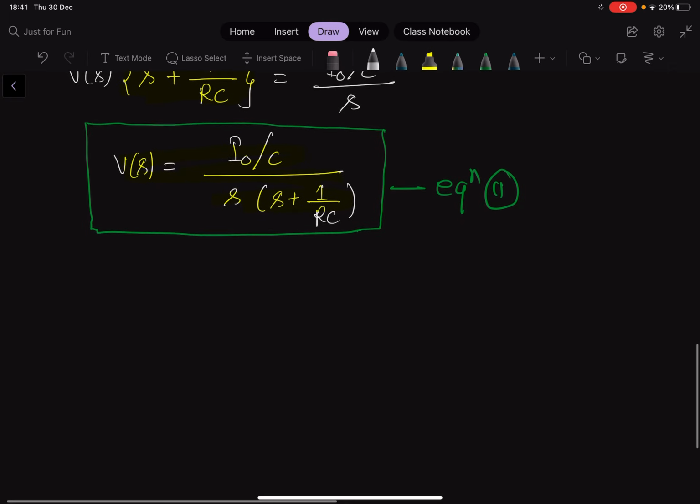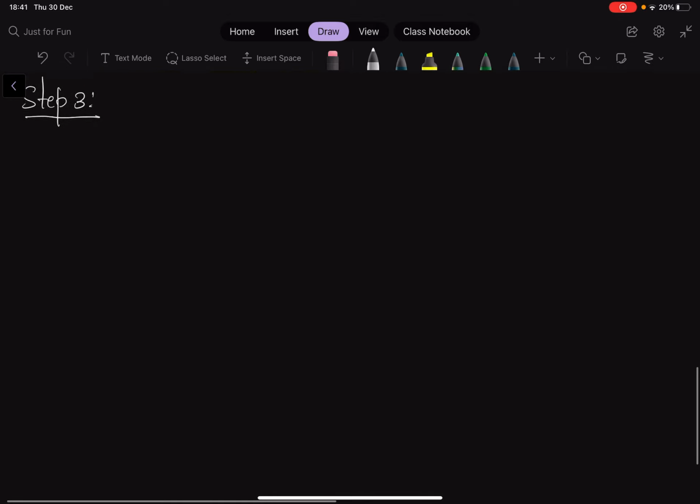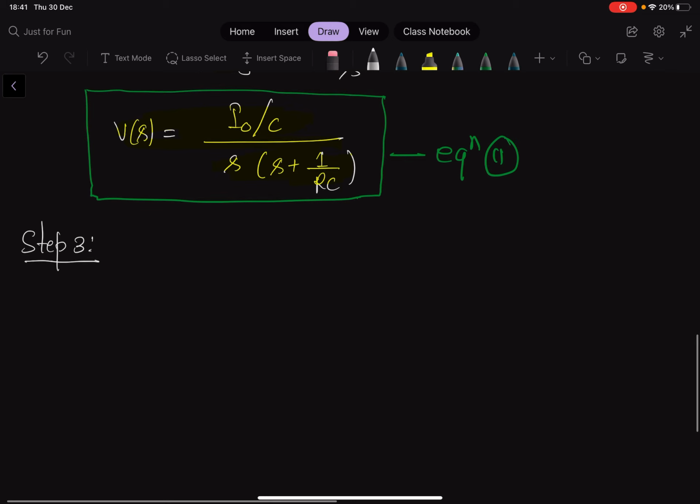So the third step, the last step now, step 3. So step 3 is to apply inverse Laplace. If we apply inverse Laplace, it will convert the frequency domain, which is the S domain, which you see here, into the time domain. So we'll say step 3 is to apply inverse Laplace transform. So that is our step.